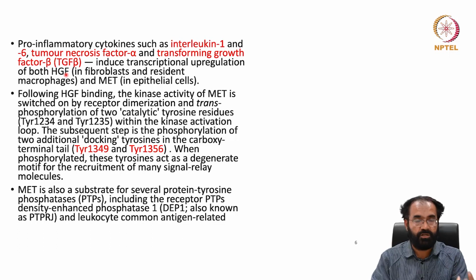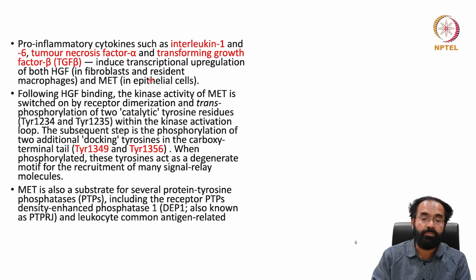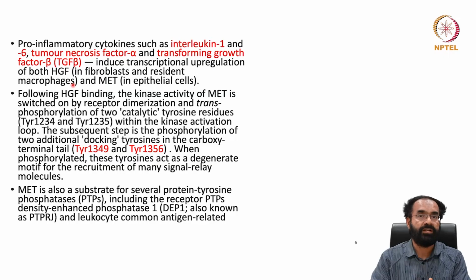HGF is produced because of this inflammation in fibroblasts and resident macrophages. Macrophages are the phagocytic cells in the immune system, and fibroblasts are the glue cells present pretty much everywhere. And MET is produced in epithelial cells, so the ligand is there, the receptor is there.